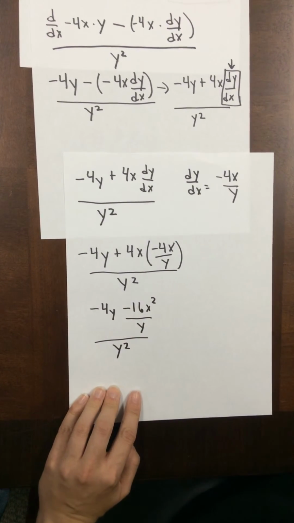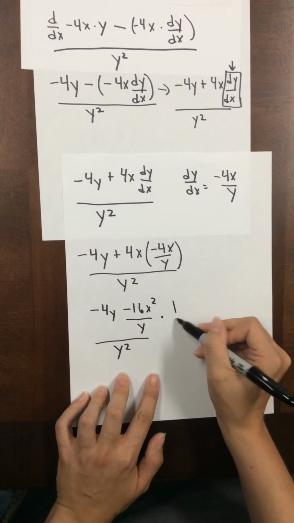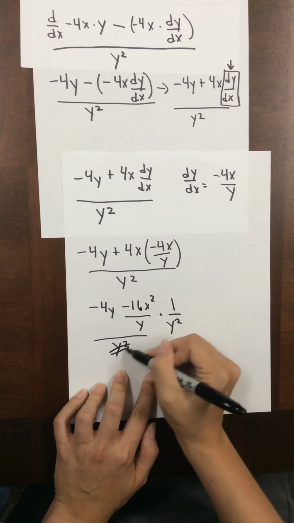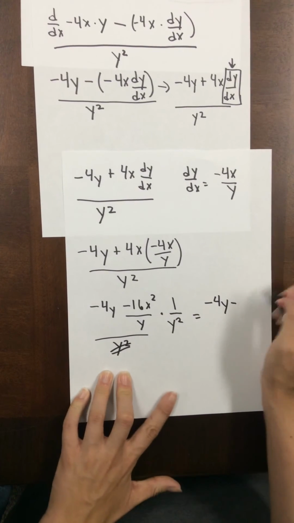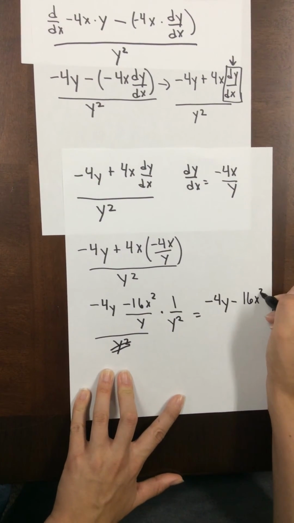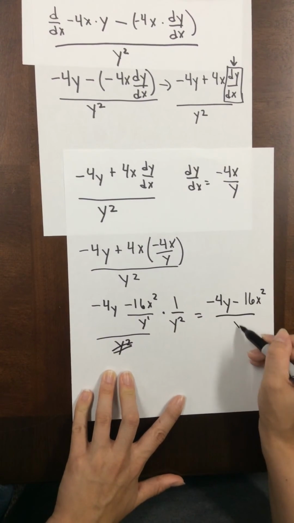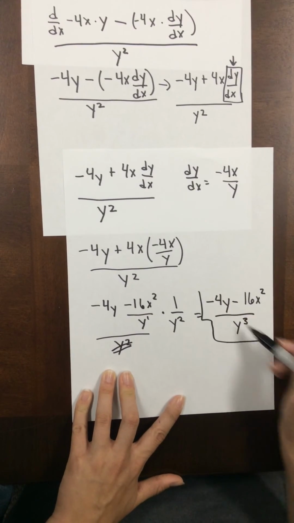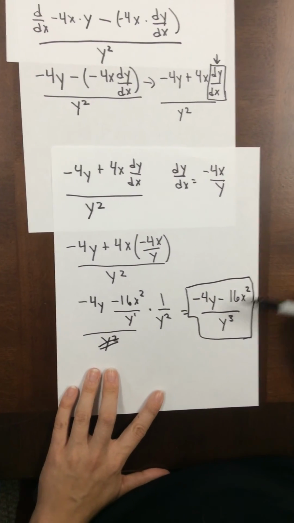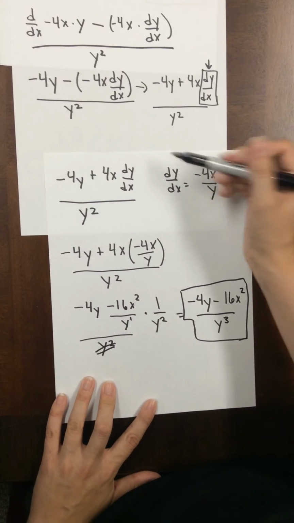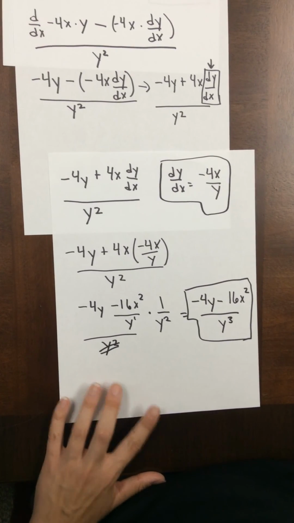I want to get rid of that y squared in the denominator, so I'm going to multiply the whole thing by 1 over y squared to get rid of that. Then I'm left with negative 4y minus 16x squared, and then y times y squared. When we add the exponents, we get y cubed. And so our second derivative is negative 4y minus 16x squared all over y cubed, and our first derivative was negative 4x over y. And that is how you solve problem number 9 from 3.7.